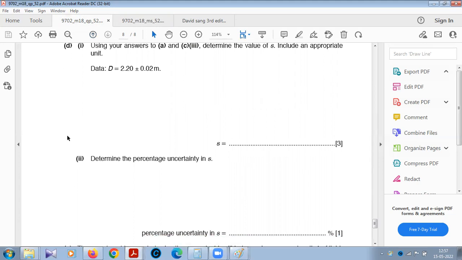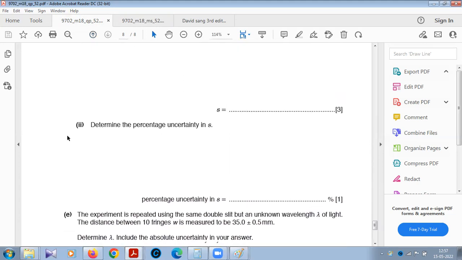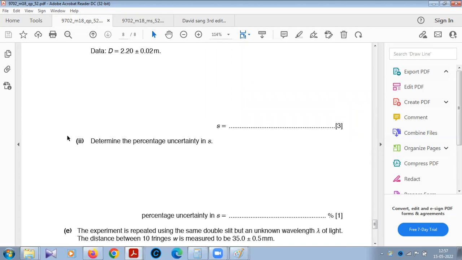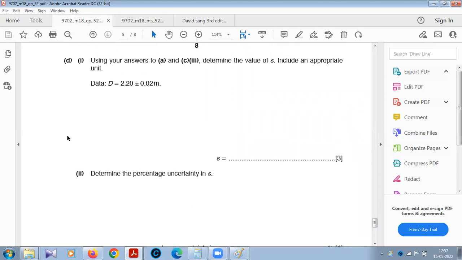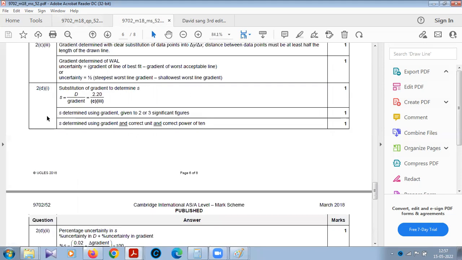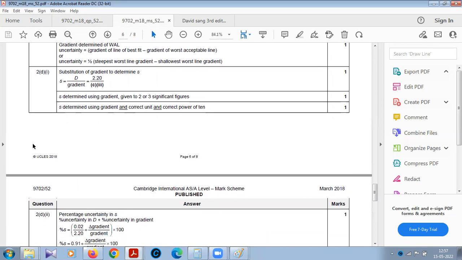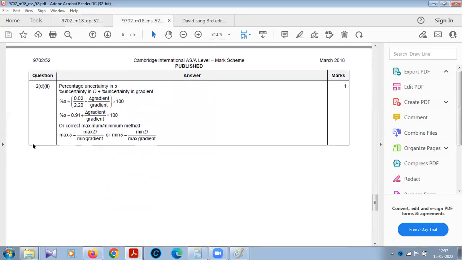Next they are asking us to find the percentage uncertainty in S. So how will you find it? We can take the uncertainty in the gradient upon the gradient times 100%, and we have already found the percentage uncertainty of D. Then we can add both of them together.